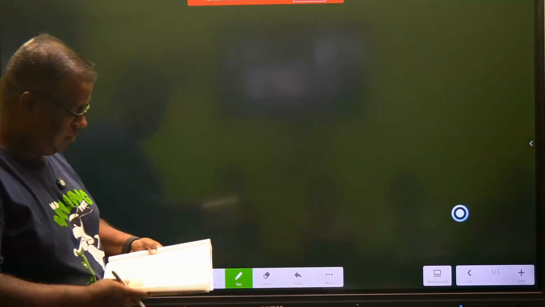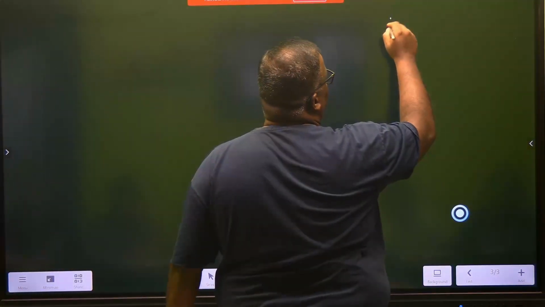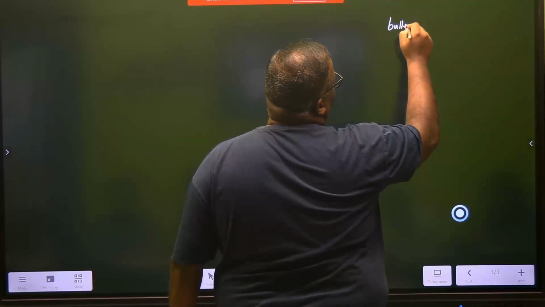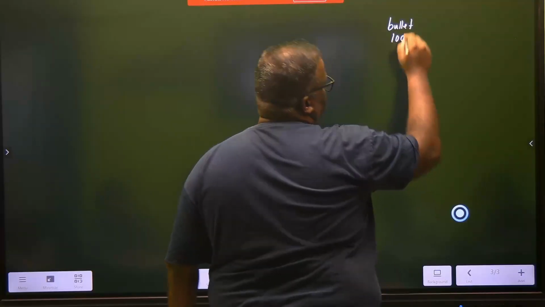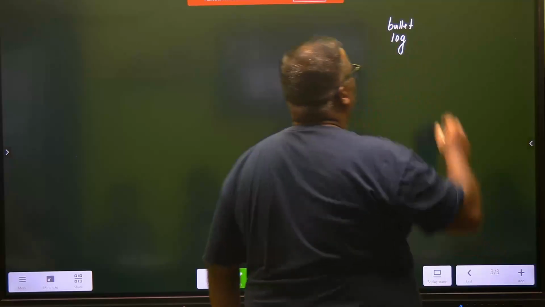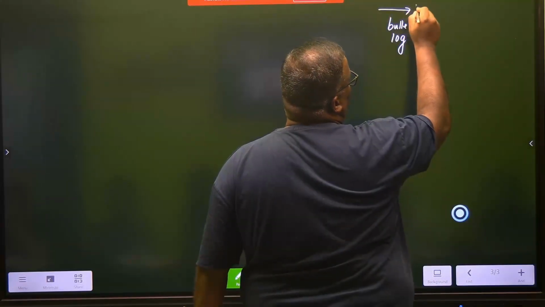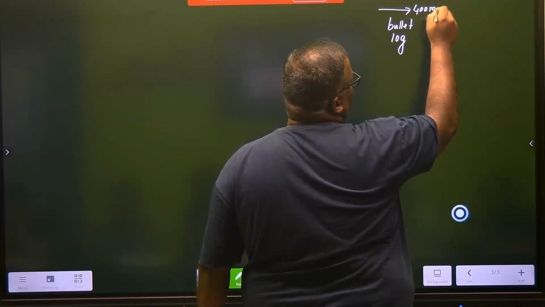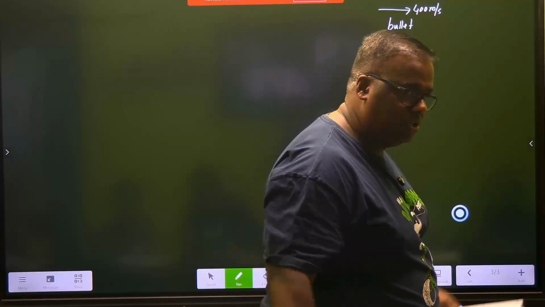Our next problem, let's first understand the story. A bullet of mass 10 grams. So let's understand. We have a bullet and the mass of the bullet is 10 grams. This is interesting. It's moving with a velocity of 400 meters per second. Understood?